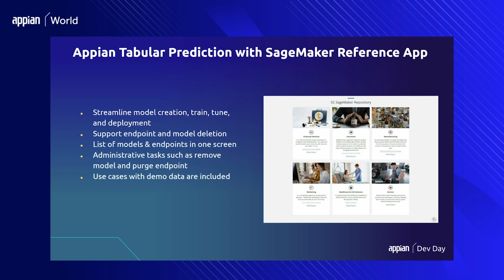So the key value proposition of the reference app, as I said, is that it does the heavy lifting to allow the user to simplify the complicated world of machine learning by streamlining the model creation, training, tuning, and deployment in one single reference app. It all starts with a business user without any extensive data science background. You can do it. All you need is a data set in a CSV file.